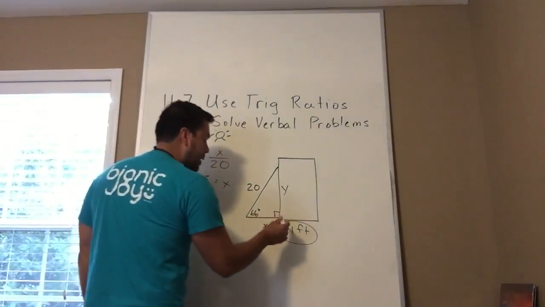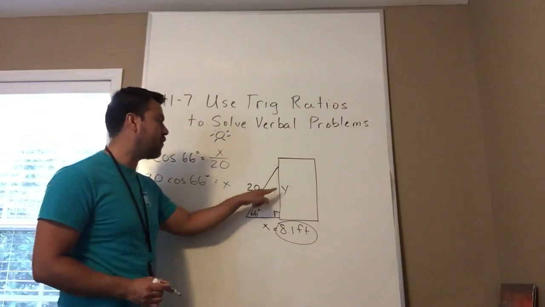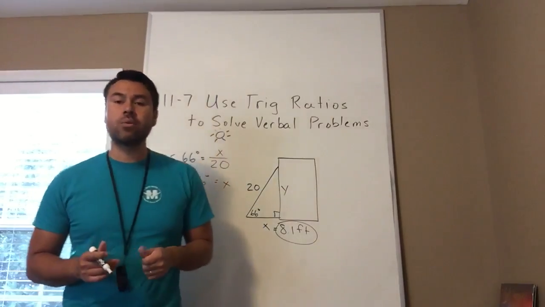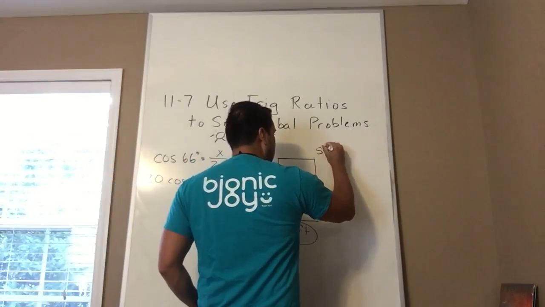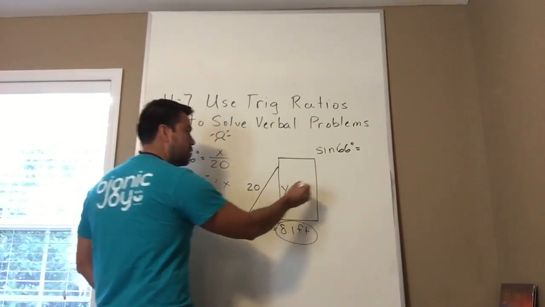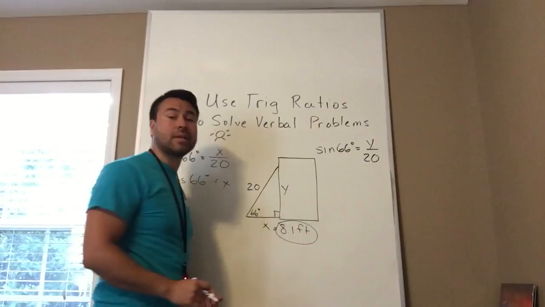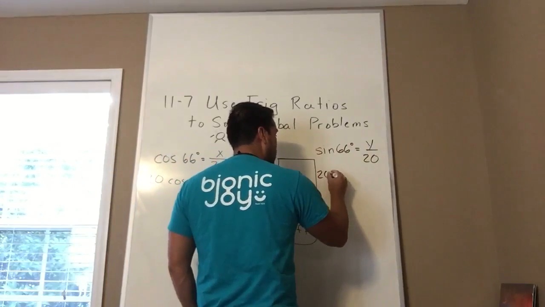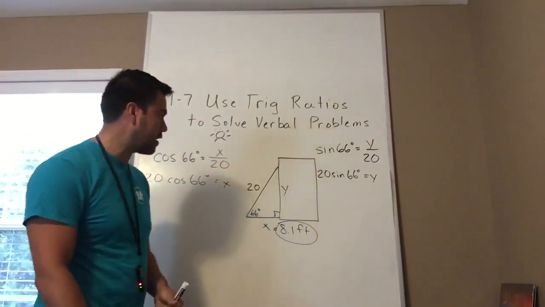So here, I'm going to use sine, cosine, or tangent of 66. I want to find the opposite, and I already know the hypotenuse. So what's going to deal with the opposite and the hypotenuse? Sine. So sine of 66 degrees is equal to opposite, which is y, over hypotenuse, which is 20. That gives me enough to solve. I'm going to multiply both sides by 20. 20 sine 66 degrees equals y. So that's all I need to put into my calculator.